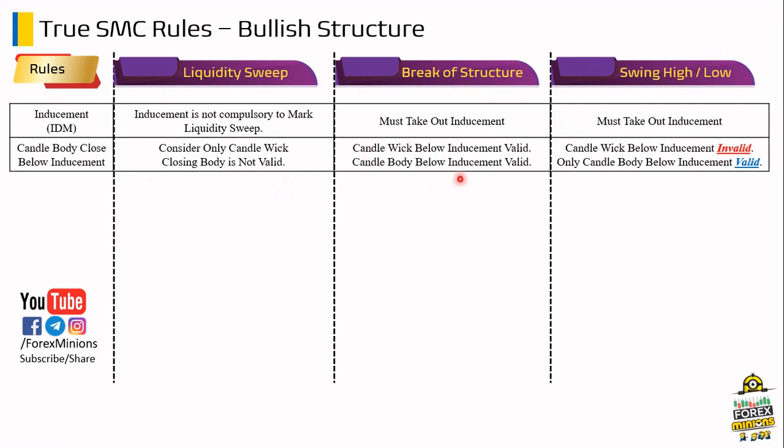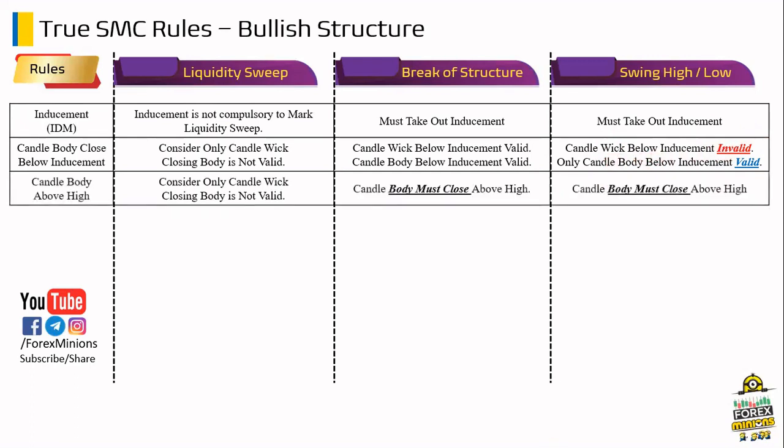Secondly, break of structure. After taking out inducement, candle wick and candle body both validate the break of structure. Note again, if the candle wick sweeps the inducement or the candle body closes below the inducement level, in both cases this rule will be fulfilled. Third, swing highs and swing lows. After taking out inducement, we will count only candle body closing below inducement. Make notes, I repeat, we will consider only candle body close below inducement. If the candle just sweeps the inducement by wick, then we will not mark swing highs and lows.